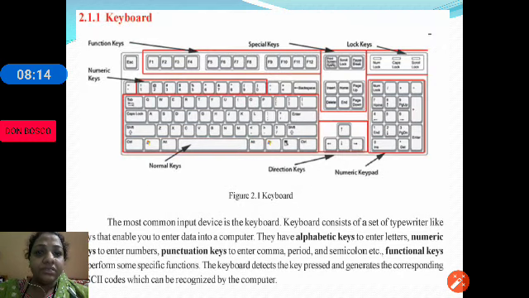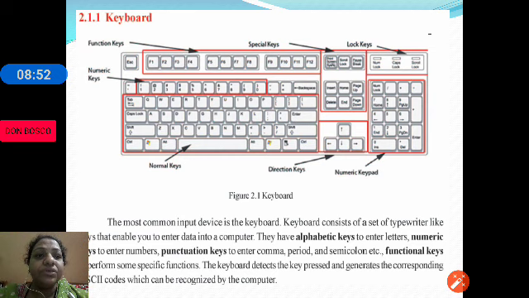Let us look at the most commonly used input device, that is the keyboard. You must be very familiar with the structure of the keyboard. A keyboard can have functional keys, special keys, some lock keys, numeric keys, and then we have A to Z and 0 to 9 digits and special symbol keys, and also we see direction keys and a separate numerical pad, or numpad, as we say.